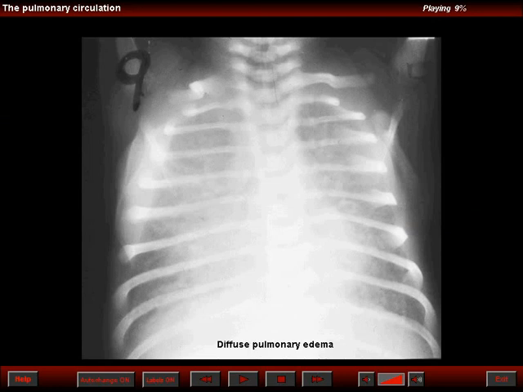A cause of diffuse pulmonary edema in a newborn with a normal size heart, one has to consider the possibility of abnormal venous drainage of the two lungs. This frontal chest roentgenogram revealed a normal size heart, no evidence of murmurs, diffuse pulmonary edema, and some prominent vasculature.